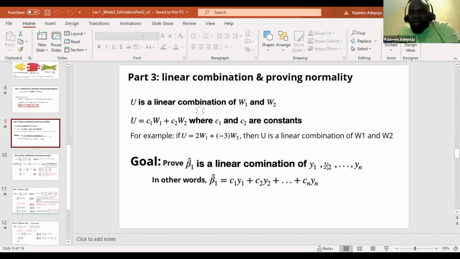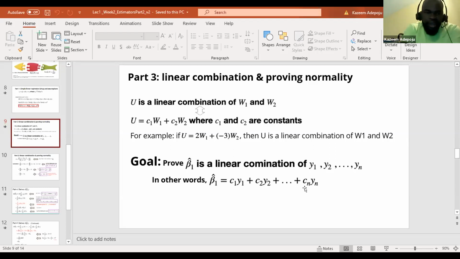If something is a linear combination, using the idea here, if u is a linear combination of w1 and w2, then it means we can write u in terms of this, where we introduce constants c1 and c2. Similarly, if beta 1 is a linear combination of y1 up to yn, it means we're going to introduce constants c1 up to cn. Can you see that now? This is telling us beta 1 hat is a linear combination of the responses y1 up to yn, with constants c1 up to cn.